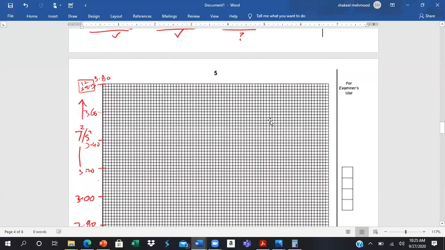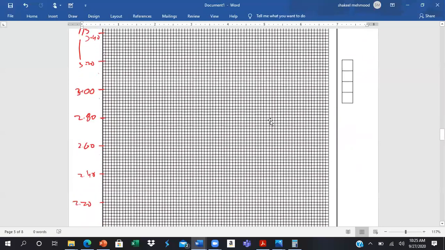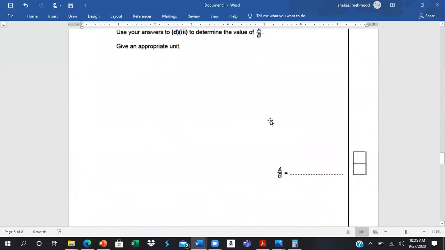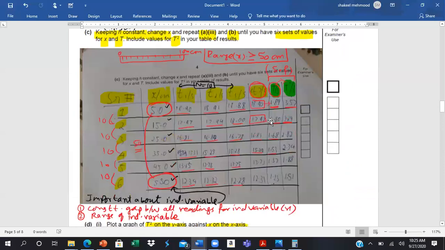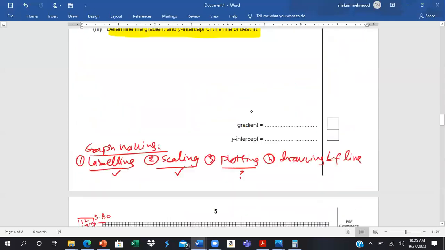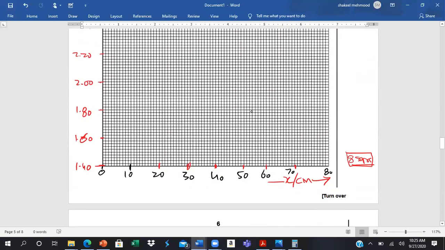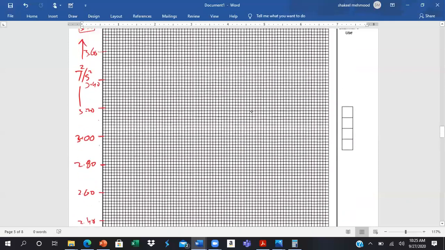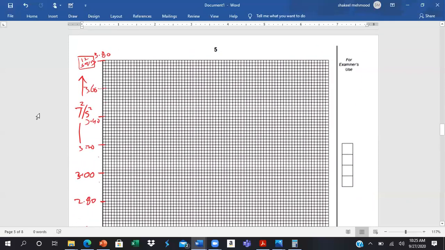Every one of you is very well aware of how to plot the values, so let me quickly plot these values for you. If you look at the first, x is 5 and y is 3.57. So 5 and 3.57. Along y-axis, each big square is equal to 0.2, so each small square is equal to 0.02, right? So where should 3.57 be lying?